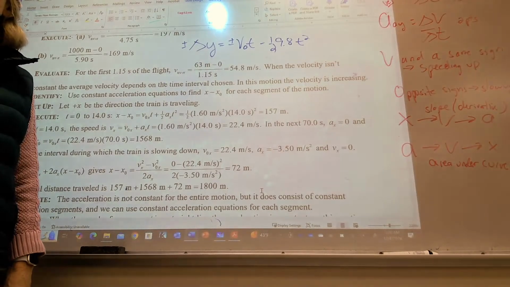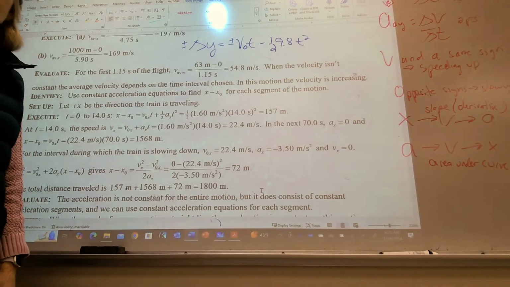Are we going to be working with one dimension today? Yes, only one dimension. This chapter is one dimension.